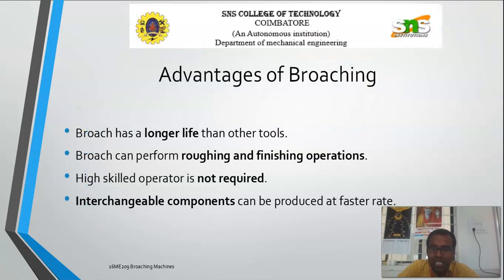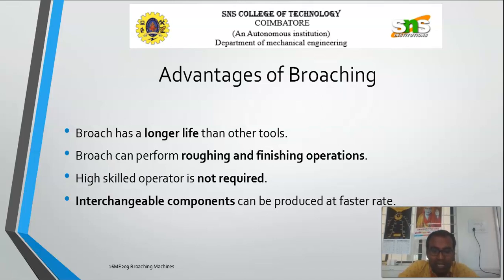Next, we will discuss the advantages of broaching. The broach tool has a longer life than other types of tools used in grinding or some other machining operations. Next, the broach can perform both roughing and finishing operations at the same time. This is one of the major highlights of the broaching machine. Next, a skilled operator is not required in broaching. Next, interchangeable components can be produced at a faster rate when compared to other manufacturing operations. These are some of the advantages of broaching machines.